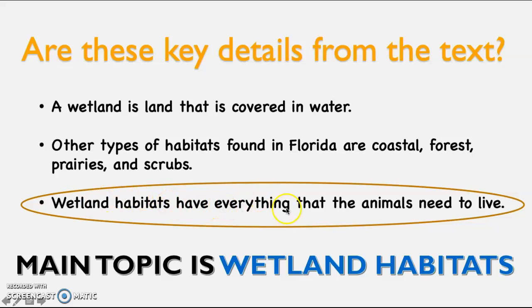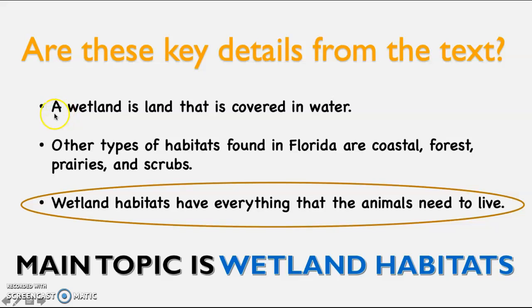Wetland habitats have everything that the animals need to live. Does that give me more information about wetland habitats? It sure does. That's why it's circled. Wetland habitats have everything that the animals need to live is most definitely a key detail.